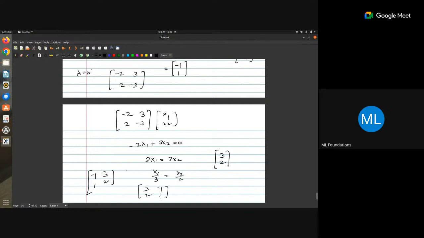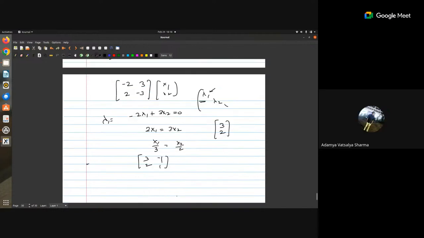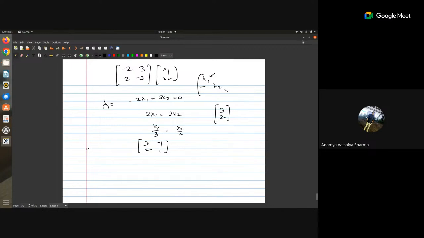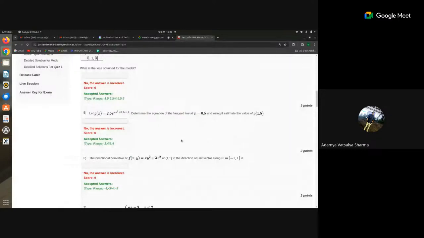3x2, -1, 1. Generally this will be the case because in the diagonal matrix, like lambda 1, lambda 2, lambda 3, we go from the higher lambda. So corresponding to that lambda 1, the 3x2 will come first. Maybe a bit of mistake in my calculation, sorry. This is fine, right? This okay? Yeah, it's okay. It's the diagonal matrix.